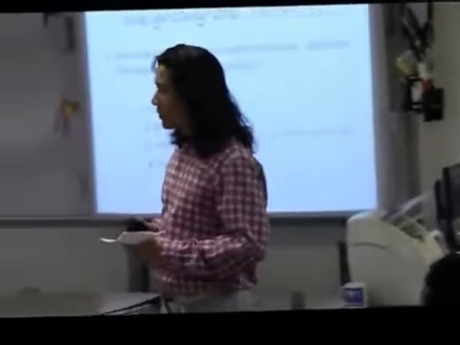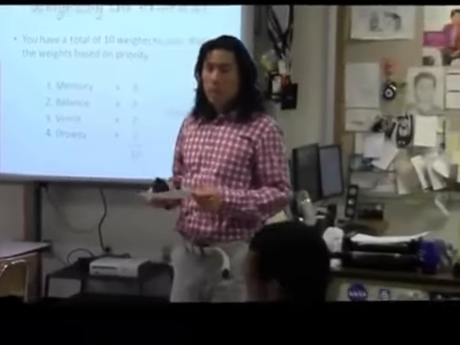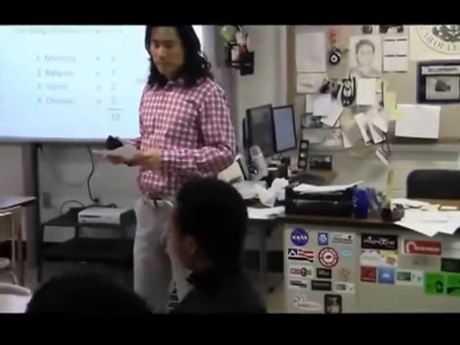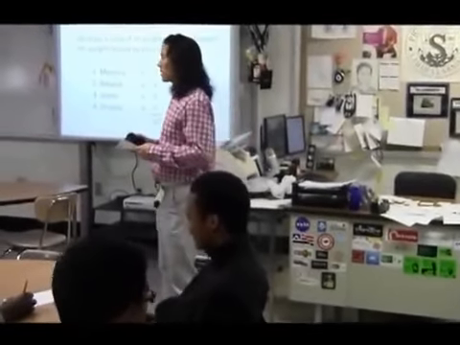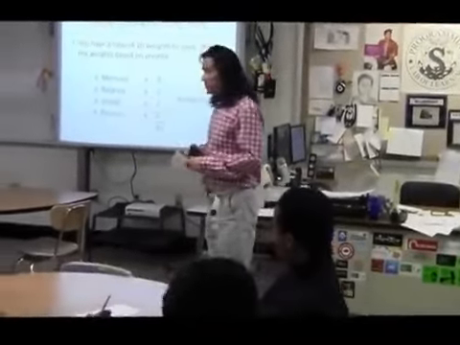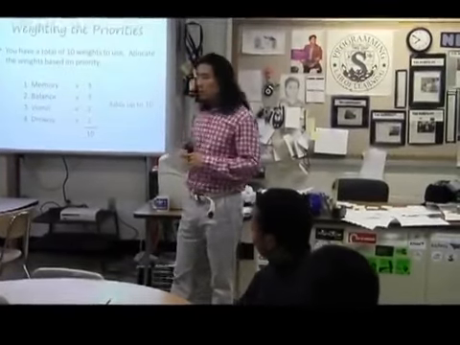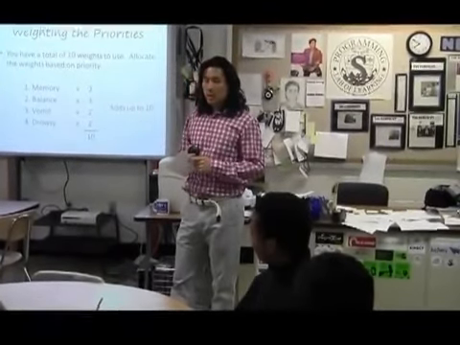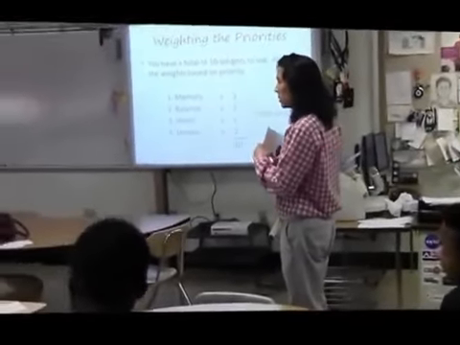Tariq, what did you apply to your number 1 factor? 3. And what was your number 1 factor? Memory, thank you. Okay. Nora, what was your number 1 factor? Memory. And what coefficient did you give it? 3. And what was your number 2? Vomit. What'd you give it? 3. And so you went 3, 3, 2, 2? Yeah. Okay. Tony, did you go 3, 3, 2, 2, or did you do something different?